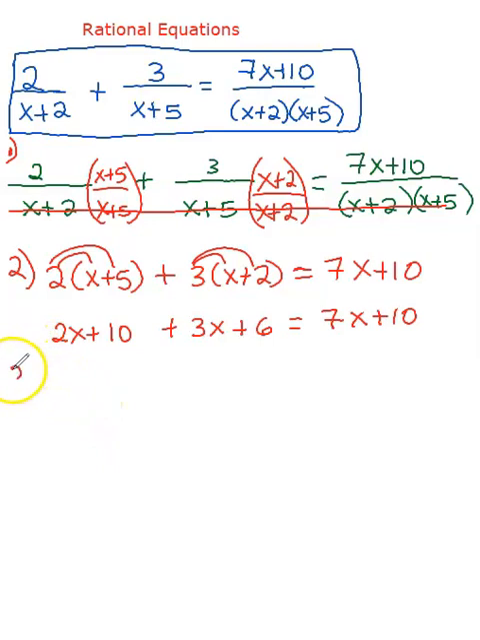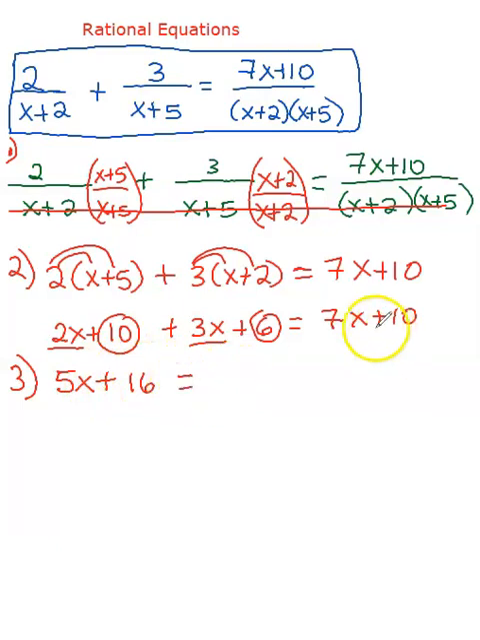Okay, now third step, we're going to combine like terms, meaning who's on the same team, we want to put it together. So we see that 2x and 3x are on the same team. So 2 plus 3 is 5x. We see that 10 and 6 are also on the same team. So let's add them. 10 plus 6 is 16, equals 7x plus 10. Okay, so that's it for step number 3.